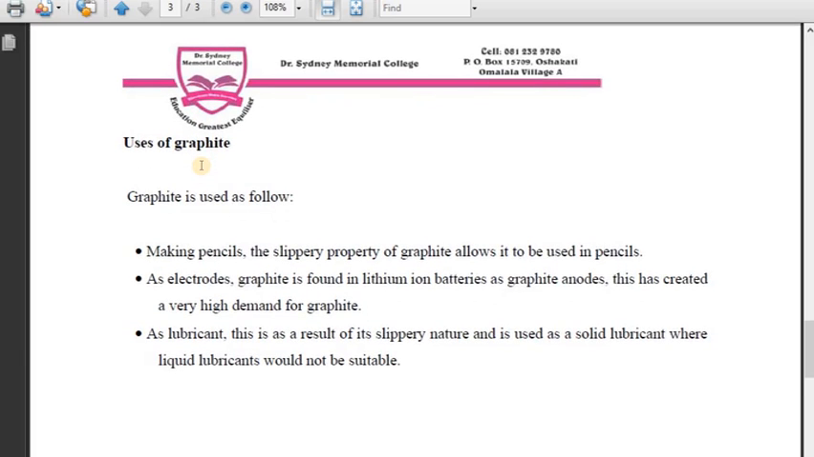Then the uses. The uses, you get to see them from the properties. The properties tell you the uses. So if you understand the properties of a material, you then understand its uses. We've already said that it's used to make pencils, right? The slippery property, and the fact that the layers of carbon are able to come off. They're actually known as graphene. We'll talk about graphene and nanomaterials as well. So the layers of carbon are able to come off, which allows it to be used as a pencil.